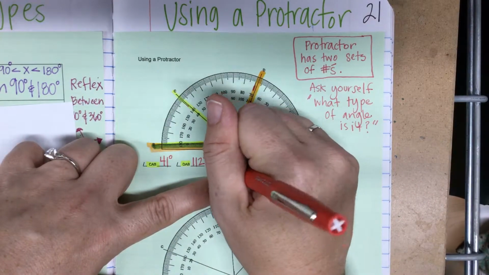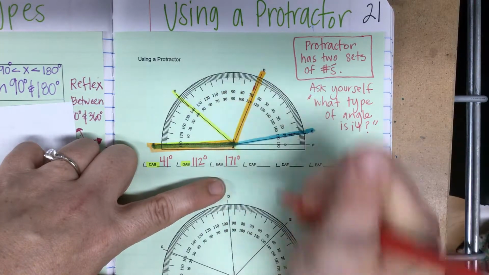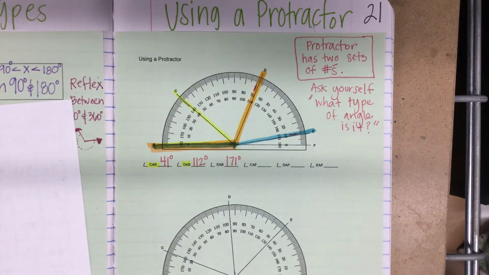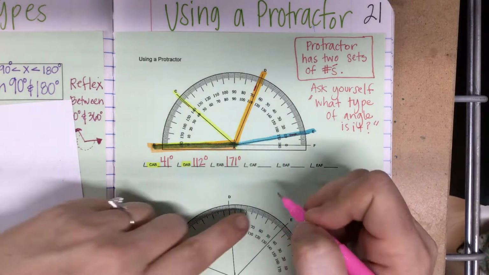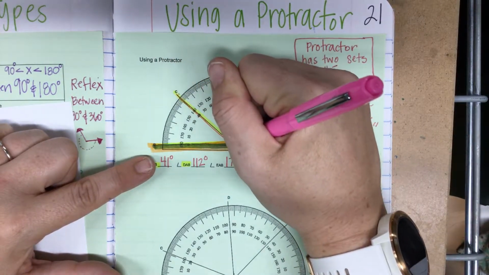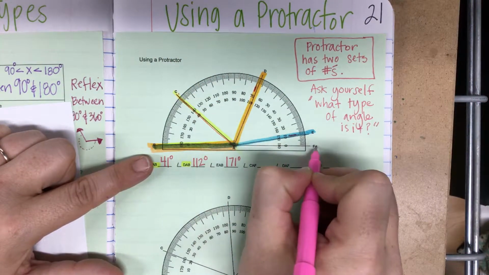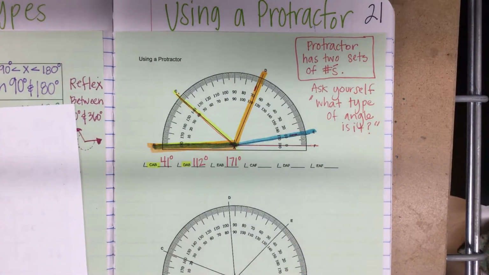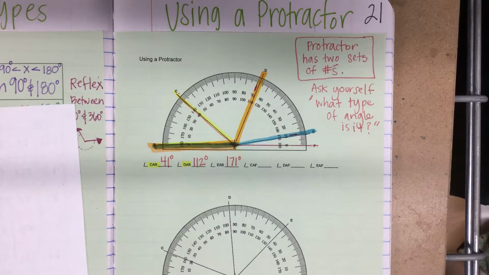Can I do the last one? Uh-oh, I'm running out of colors. Where's my paper? I could have sworn I had it. All right, now we're going to CAF. It's opening the other way. CAF. Is CAF acute, obtuse, right, or straight?